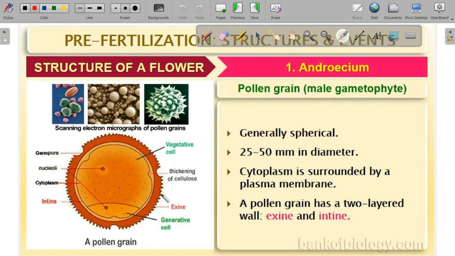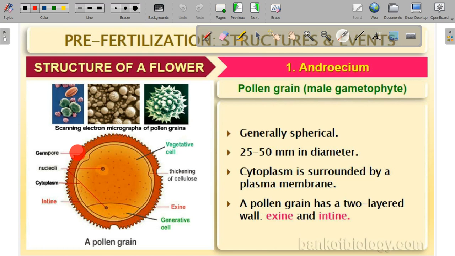Exine is made up of a substance. What is the substance, children? Sporopollenin, which enables the pollen grains to be preserved as fossils. Why? Because it can withstand acids, alkali, high temperature and pressure. Acids and alkali cannot destroy it, so pollen grains can be preserved as fossils.